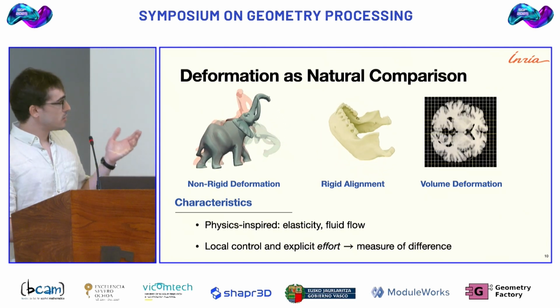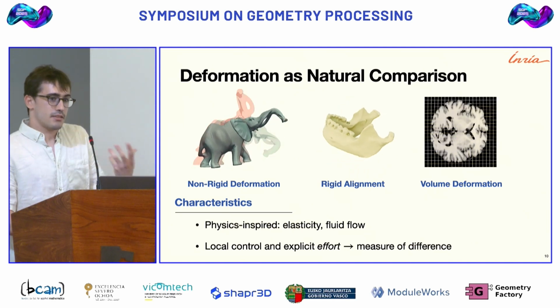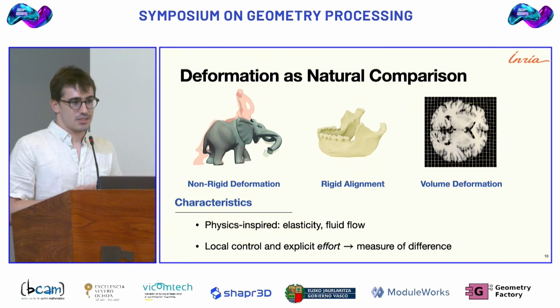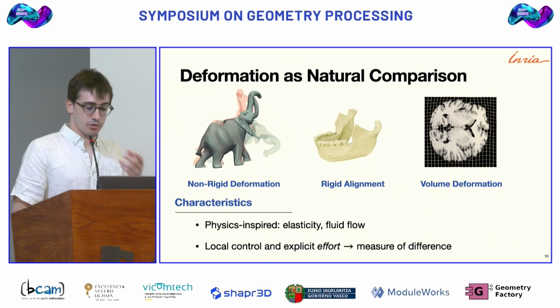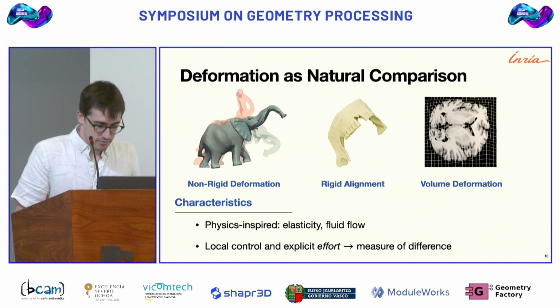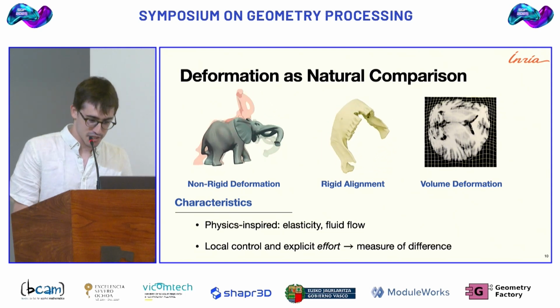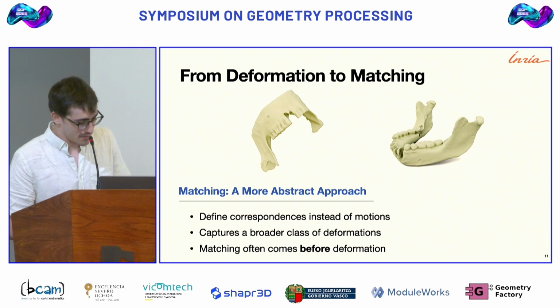And what's nice with deformation is you have a local, usually a local control on the deformation, and you have an explicit effort. You minimize usually an energy, which gives you the amount of effort to go from one shape to another, which is a very nice measure of the difference between two shapes. So, okay, I kind of only did the good things about deformation, so why will I be talking about shape matching? It's essentially because shape matching is here already.